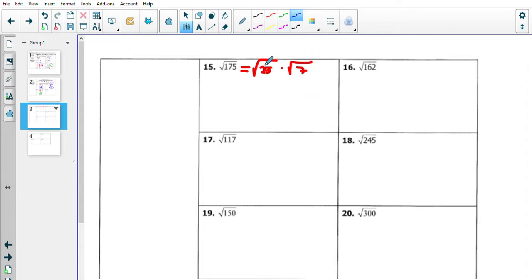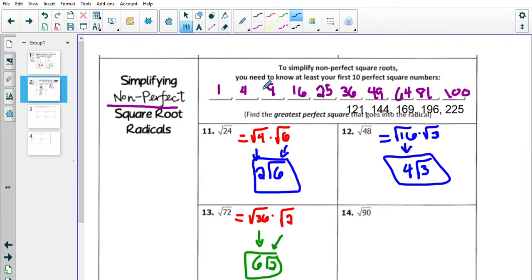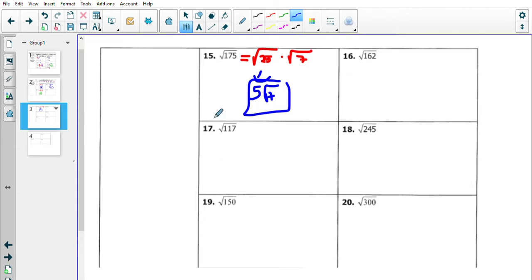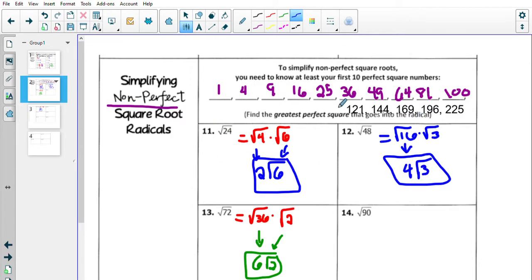Now notice, I'm only dividing by these numbers in my list. I'm not going to divide by any other number. I can only use these values. So the square root of 25 we know is just 5, and the square root of 7 is going to come down. Okay, so it doesn't matter if you have really big numbers. You use the numbers in your list.